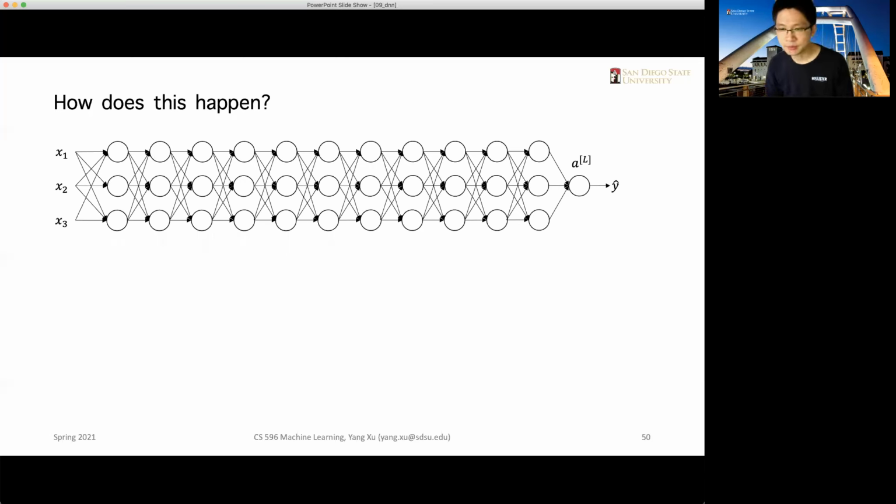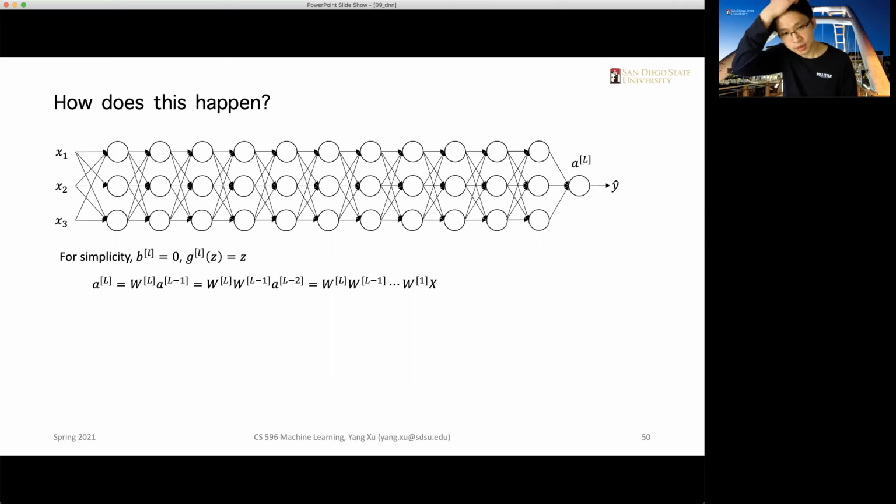So how does this happen? Let's look at the forward pass. Let's assume that we use linear activation functions. So the activation function is a linear function, with no sigmoid, tanh or ReLU, okay? And all the biases are 0. Then the activations at the last layer would be the chain of products of all the weight matrices before the last layer, from W1 to WL.